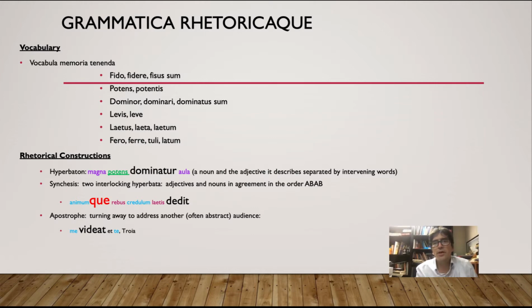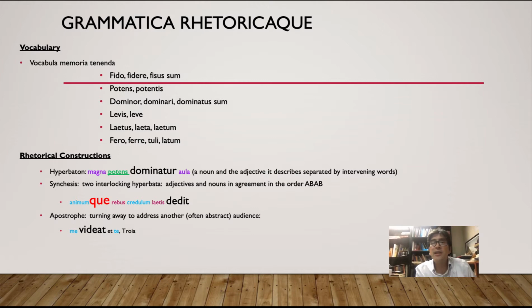Now, we also have some rhetorical constructions in this passage, and I wanted to call your attention to three of them in the current lesson. First, we have something that's very common in Latin, referred to as hyperbaton. Especially in Latin poetry, if you look at the two purple words here, which, as we mentioned while we were translating, are both in the ablative case, you'll notice that they're separated from one another by a few intervening words.